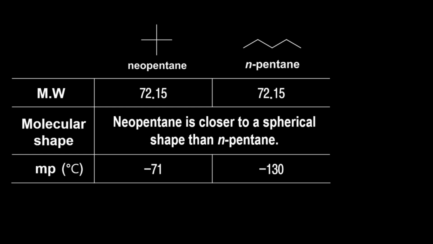Let's compare the melting points of n-pentane and neopentane. The difference is huge. N-pentane has a linear shape, which doesn't pack very well in a solid lattice. That's why its melting point is as low as minus 130 degrees Celsius. Neopentane, on the other hand, is highly symmetrical, and that allows it to fit neatly into a crystal structure. Thanks to that tight packing, its melting point jumps up to minus 71 degrees Celsius. That's way higher than n-pentane, even though they both have the exact same molecular formula.